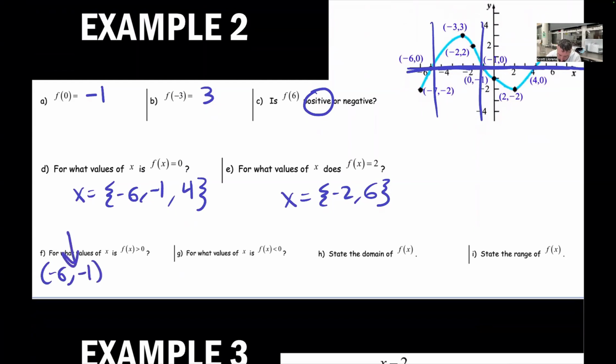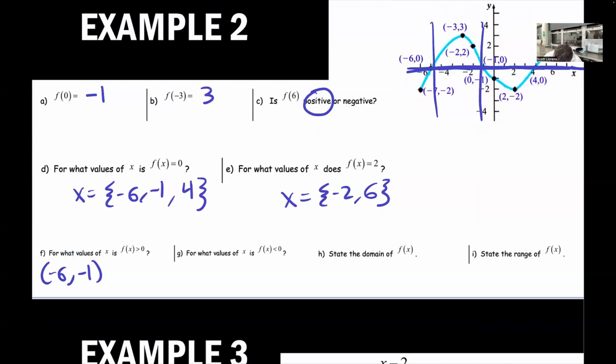This is not an ordered pair. This is an interval. We're saying all the x values from -6 to -1 are producing positive y values. We would use brackets if -6 and -1 produced positives, but they don't.